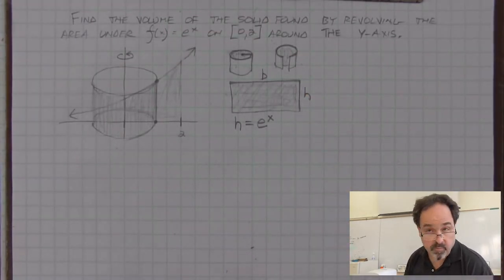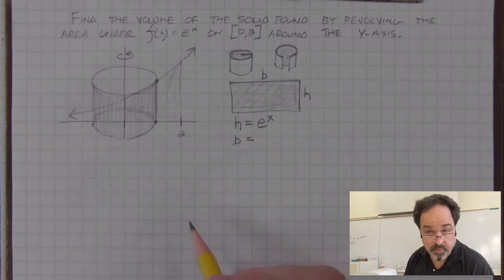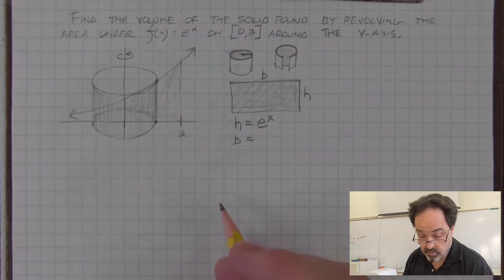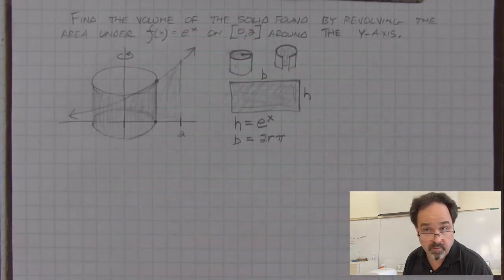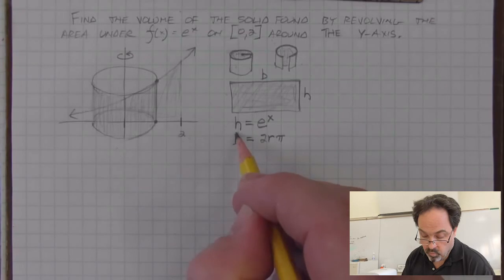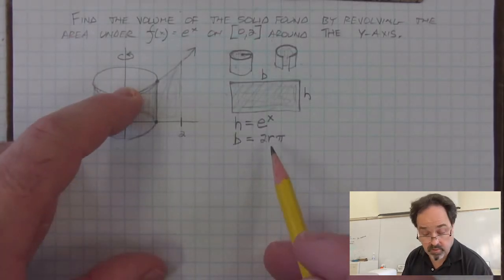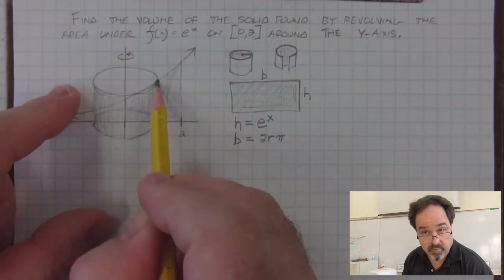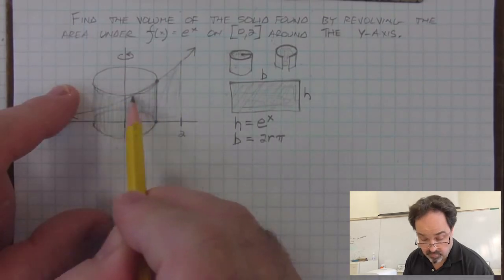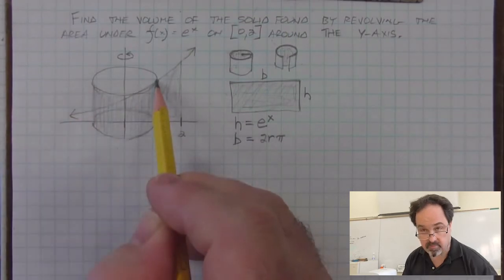So what is the value of the base? The value of the base is equal to the formula for the circumference of the circle, which is 2 times the radius times pi, or diameter times pi. So what is the radius of these circles? Well, the distance from the y-axis to this point, which is the radius of this representative slice that got created, is the same thing as the value of x.